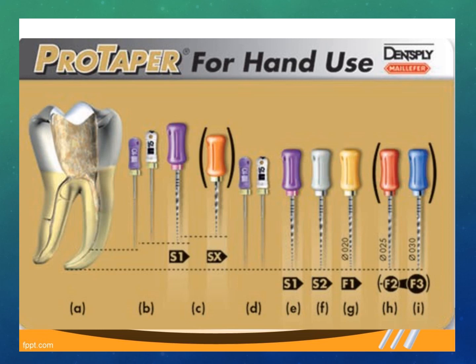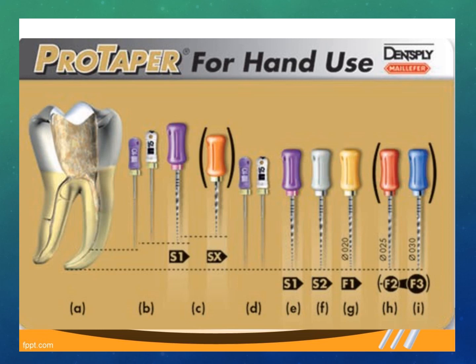After you use S1, you can negotiate again with 10 size and 15 size to confirm patency, and then you can determine the working length, and then proceed again with S1, S2, F1, F2, F3. So the sequence continues as follows.